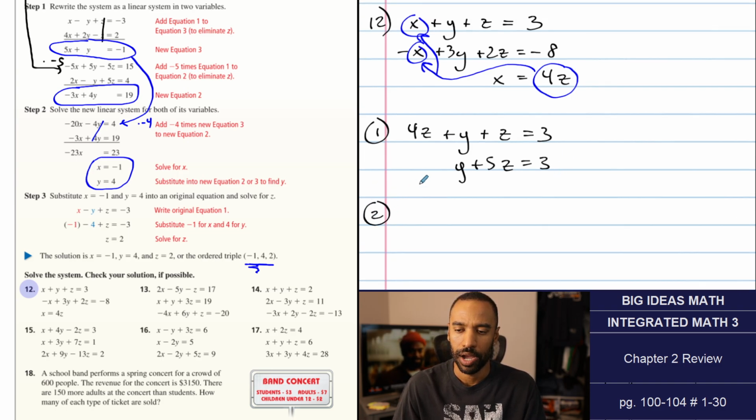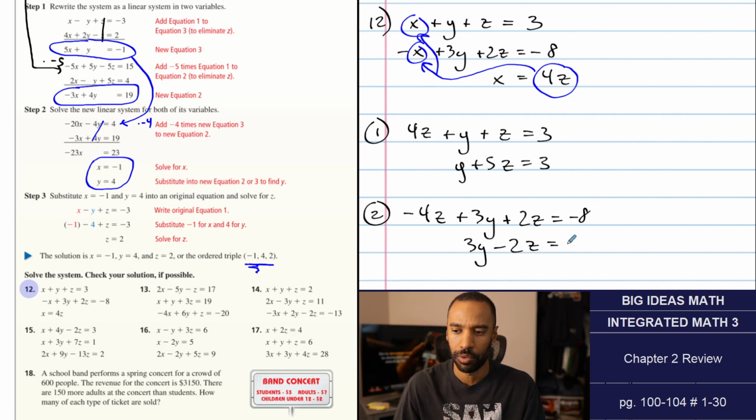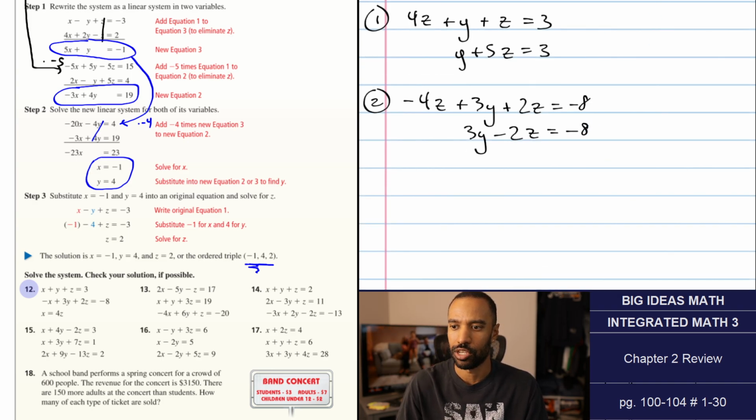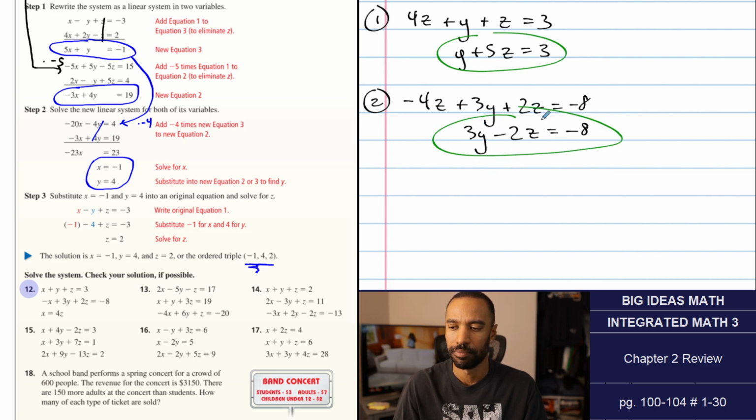Equation number 2, I'm going to substitute here. There's a negative on the outside, so be careful. That's negative 4z plus 3y plus 2z equals negative 8. Combine those and you get negative 2z. So 3y minus 2z equals negative 8. Now I have two brand new equations that I can use in a system, here and here.